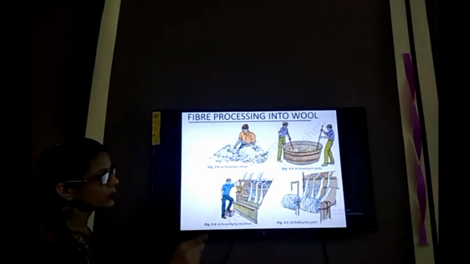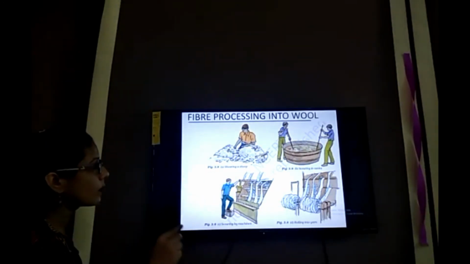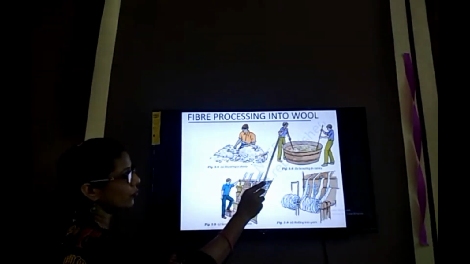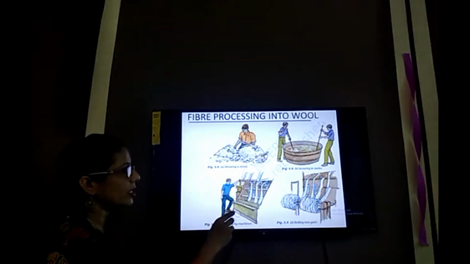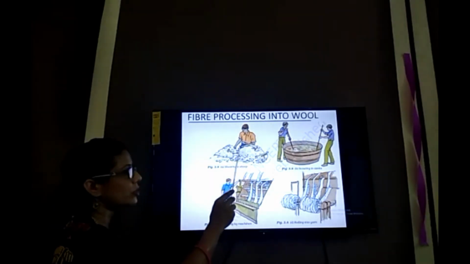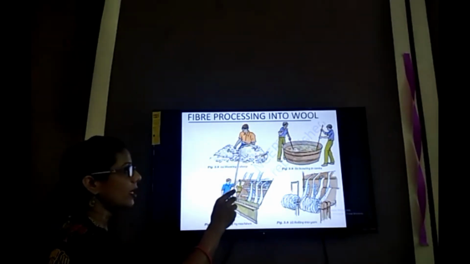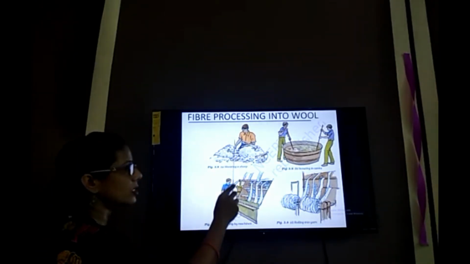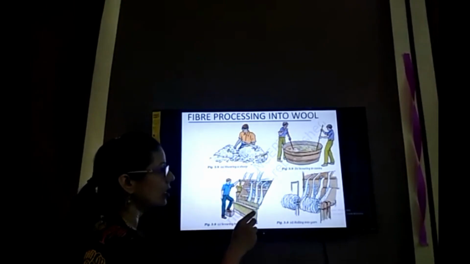Now we can see in this picture the different steps in the processing of fibers into wool. The first step is shearing a sheep. It means shearers remove the hairy skin from the sheep's body. It can be done by machine and it can be done by hand. So this is the way of shearing a sheep.